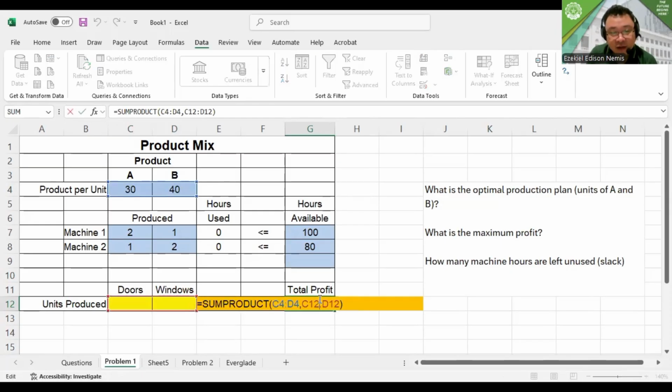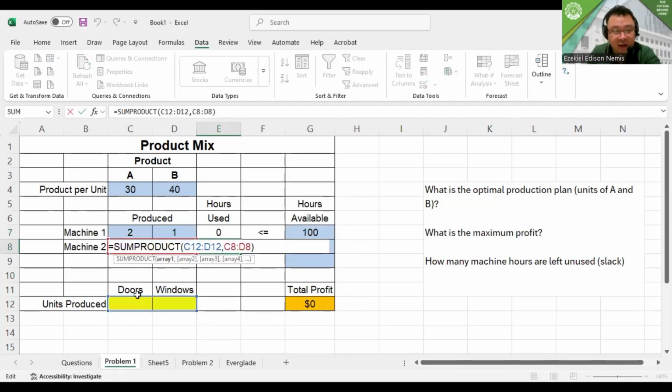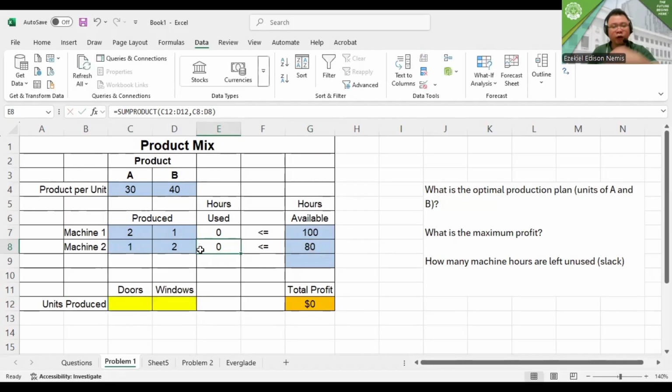Remember the formula to get the sum product. All you have to do is to get the profit per unit, comma, and then the units produced. So this is the formula for the sum product. As for the constraints, the formula is to get the sum product again. You get the units produced, comma, and then get machine 1. Same thing here: get the units produced and then machine 2. Once you get it, the data is all set.